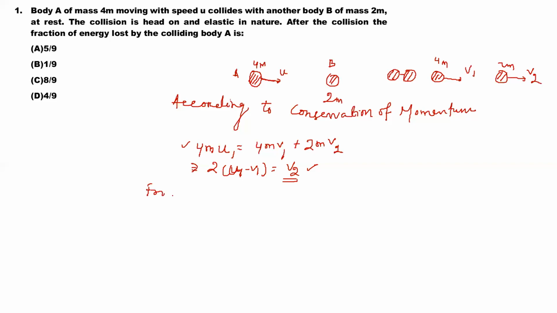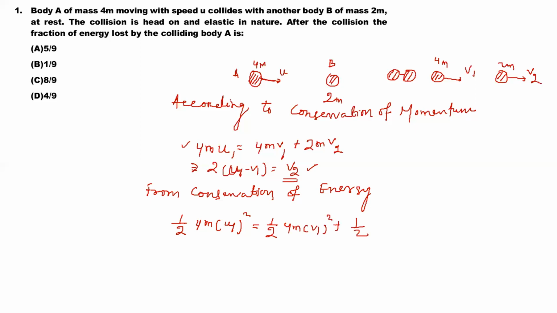From conservation of energy, because it is given that it is an elastic collision, the initial kinetic energy is half 4m u1 square, which will be equal to the kinetic energy after collision, half 4m v1 square plus half 2m v2 square. By solving and calculating, I will get 2 into (u1 square minus v1 square) is equal to v2 square. Okay.